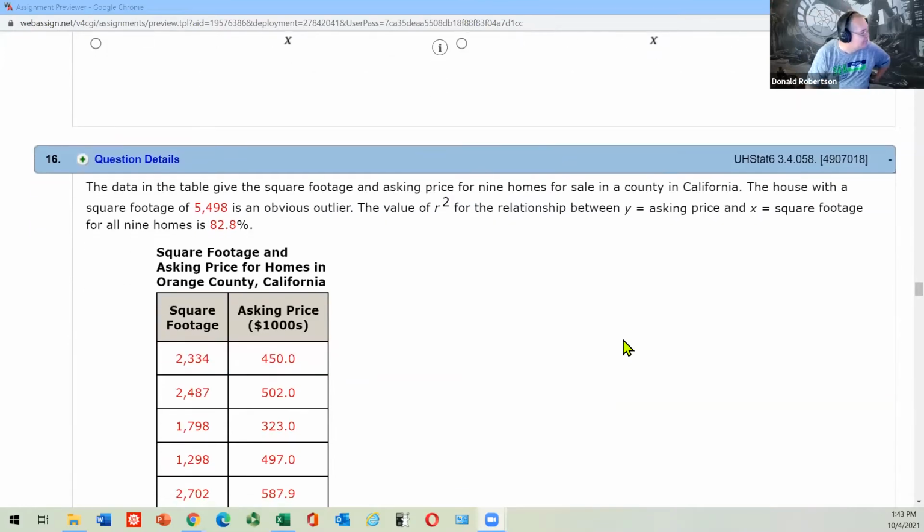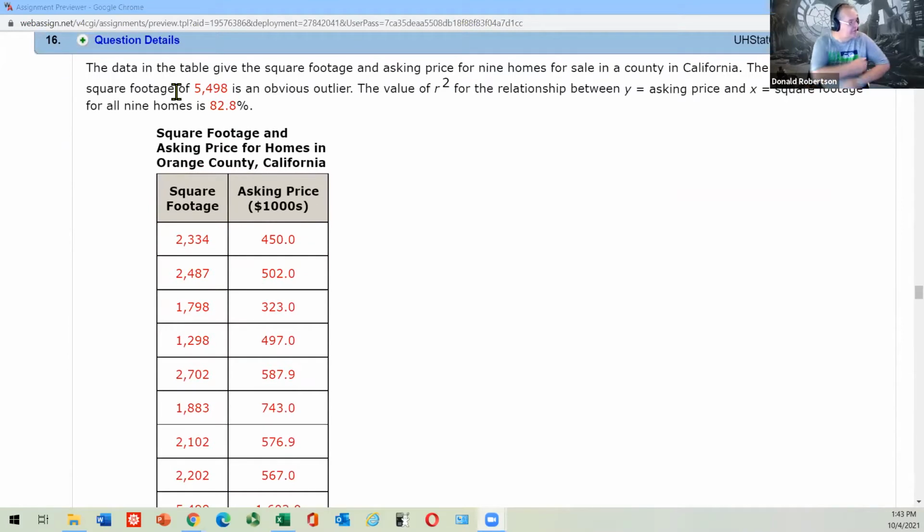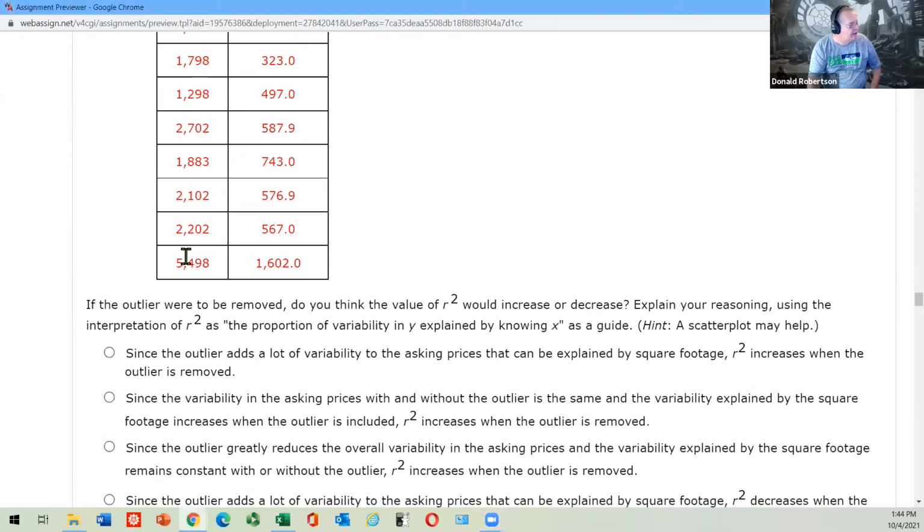Hopefully, at least. Right, now the data in this table gives the square footage and asking price for 9 homes in the county in California. The house with the huge square footage is obviously an outlier. We've seen this data set before. Remember that guy?